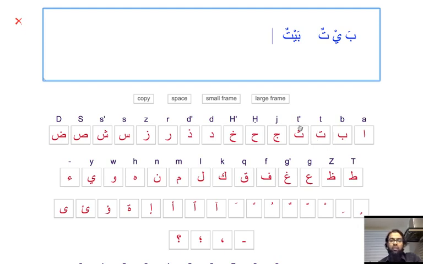Okay, so let's first look at letter Alif. So this is how Alif is written in its isolated form. Okay, and when Alif is written in a word as the first letter, I will use the example of Ismun. So Ismun actually means name.